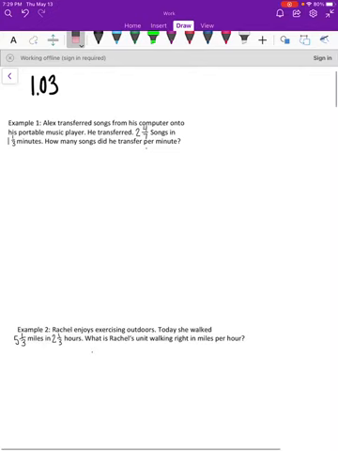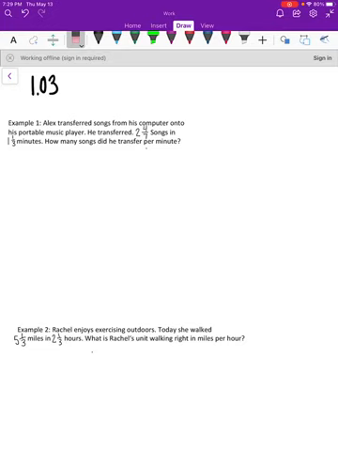Example 1 says, Alex transferred songs from his computer onto his portable music player. He transferred 2 4/7 songs in 1 1/3 minutes. How many songs did he transfer per minute?